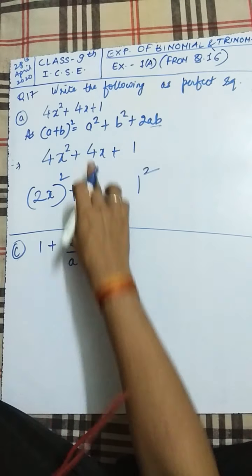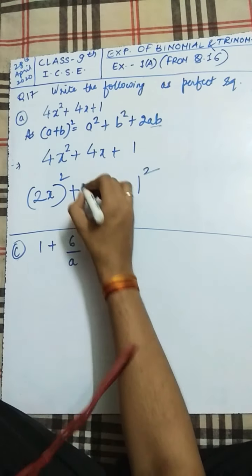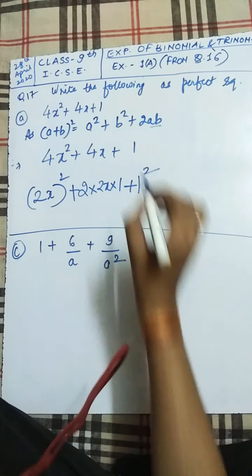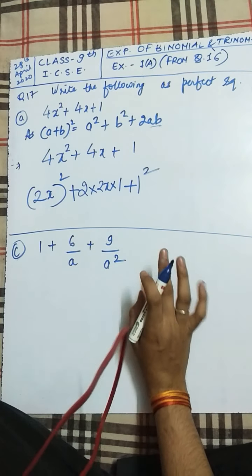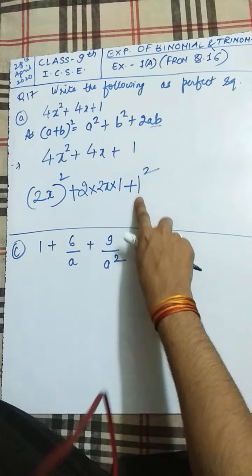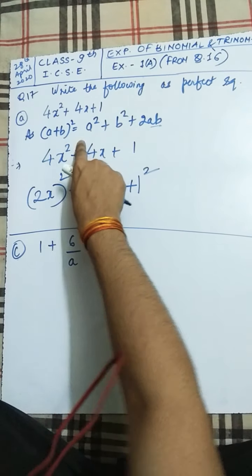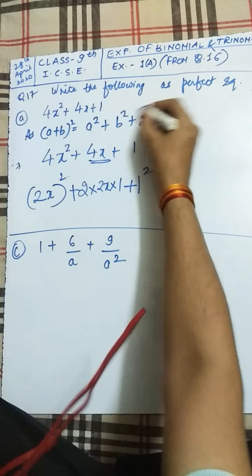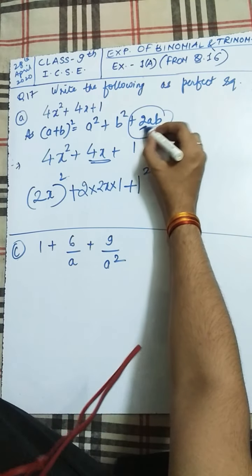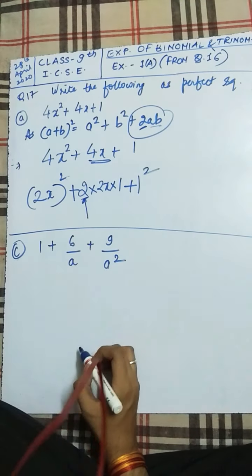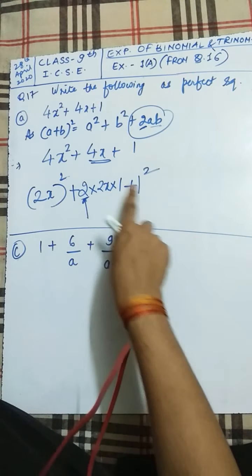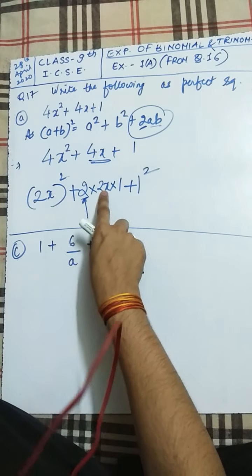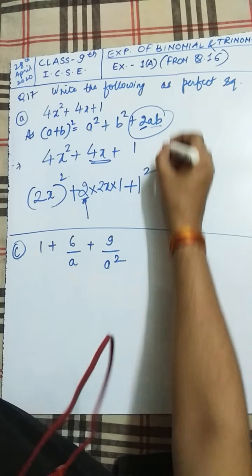Now let us verify whether this 4x can be written as 2 into this 2x into this 1, and plus 1 square. Again, this 1 I'm writing as 1 square. This 4x square I'm writing as 2x the whole square. And this term, let me mold according to this one. Now the formula says 2 should be there, so I've written 2 here. What is left? This 2x. And what is left? This 1. This is the A term, this is the B term. And when you multiply 2 into 2x into 1, you will get 4x only. So from here, what can you write?